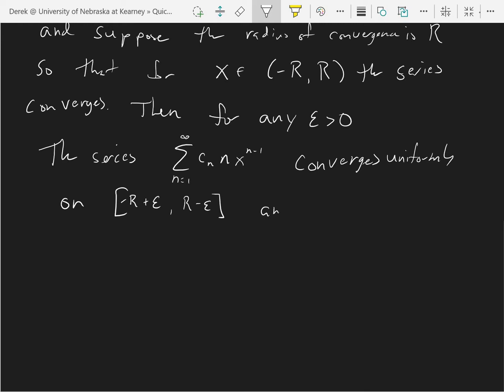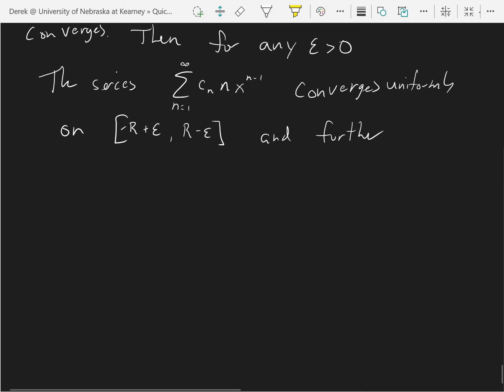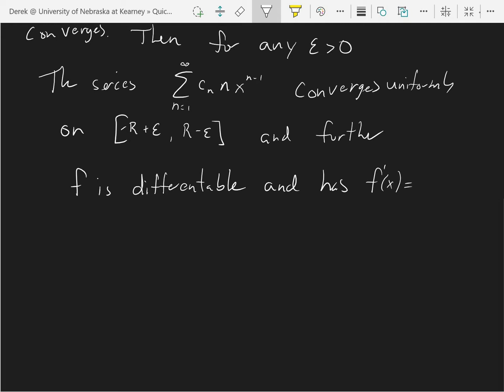And further, f is differentiable and has f prime at x equal to that sum that we want it to be, from n equals 1 to infinity of c sub n times n times x to the n minus 1.